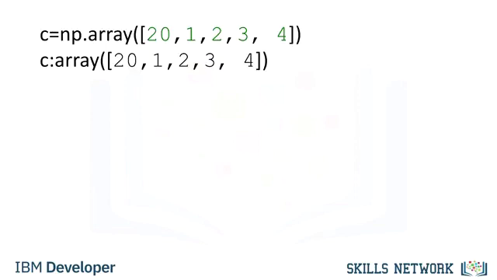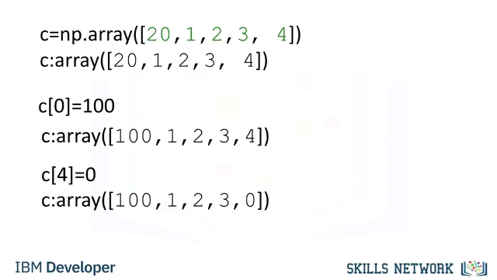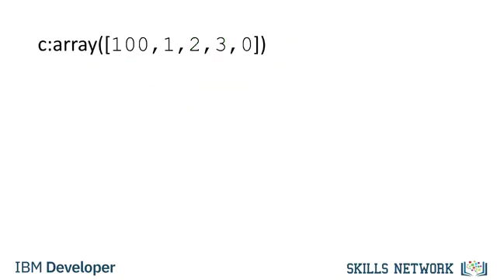We can change the first element of the array to 100 as follows. The array's first value is now 100. We can change the fifth element of the array as follows. The fifth element is now 0. Like lists and tuples, we can slice a NumPy array. The elements of the array correspond to the following index.